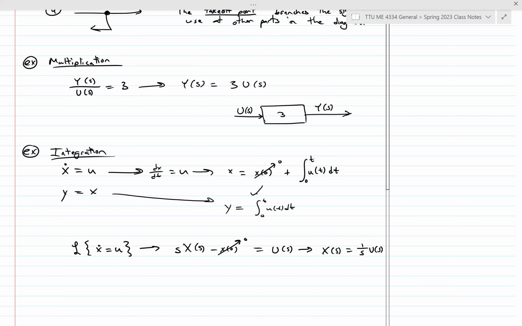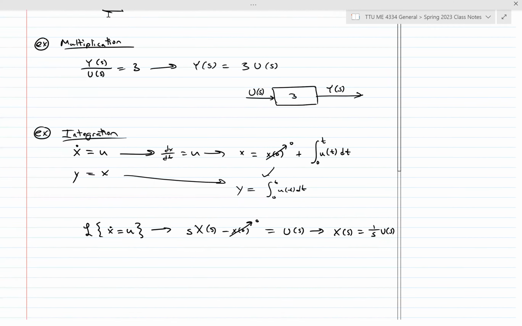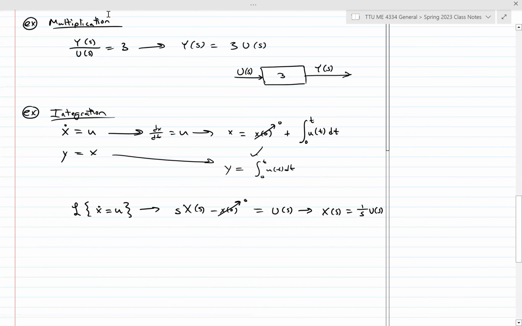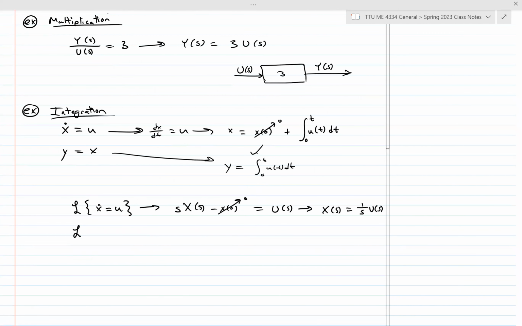The derivative of a signal is represented by s being multiplied by that signal. Integration is 1 over s. It's an easy way to keep track of that sort of stuff. Integration is 1 over s times a signal. And then we have a Laplace transform of y is equal to x, or y of s is equal to x of s, which is 1 over s times u.